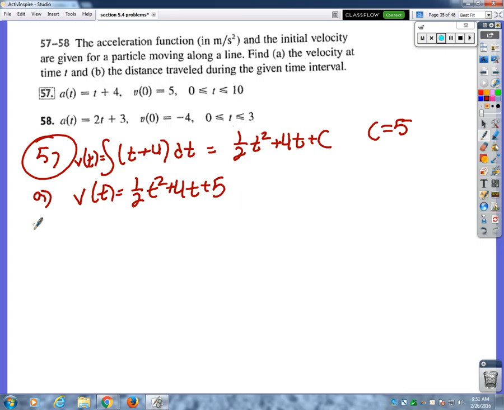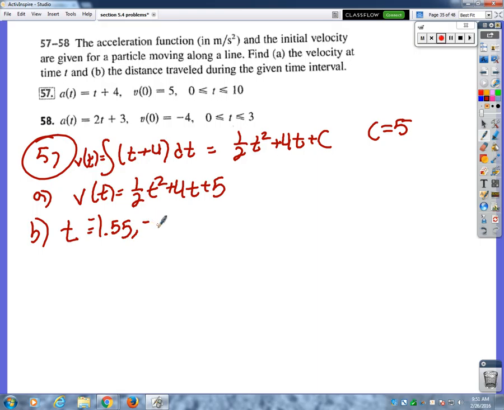Now we have to find the distance traveled. So we have to do that same thing that we did before, set that equal to 0. Yep, the equation we just found, to see when it's changing direction. So I'm going to say maybe quadratic formula on that because the 1/2 kind of freaks me out a little bit. T squared plus 8t plus 10. You should be. Okay, I was hoping you would say that.